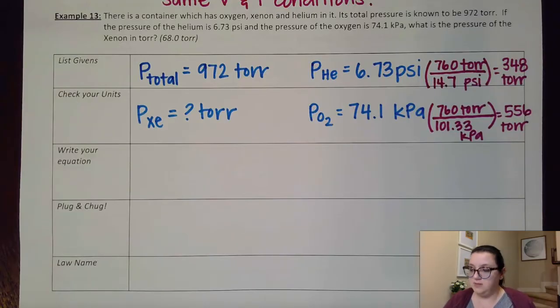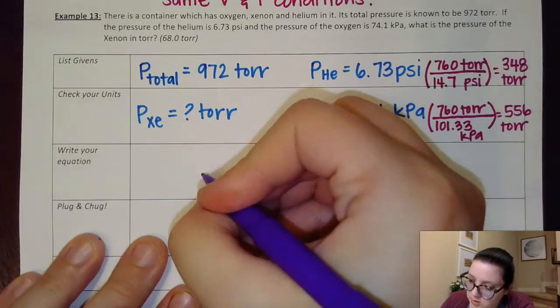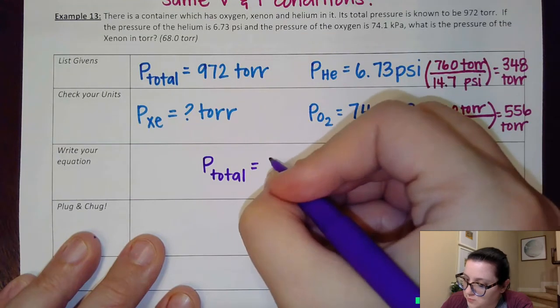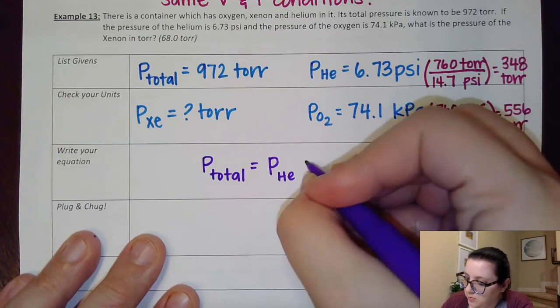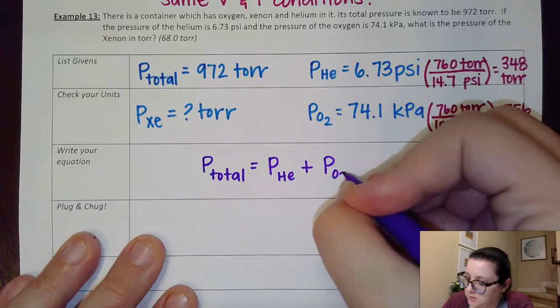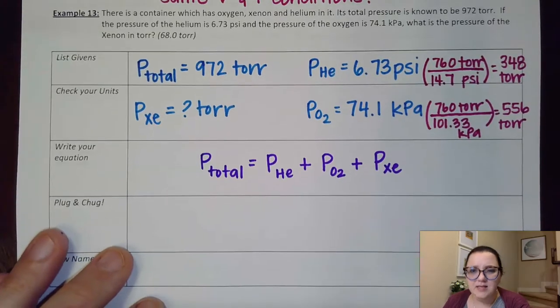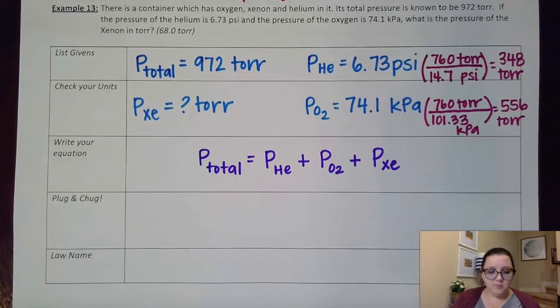All right, so I've checked my units. Everything is now in torr. We're good. When I'm writing my equation, something to keep in mind here, I noticed that I only had pressures, right? And so that is our key, that this would be a Dalton's law problem, is that only pressures are mentioned anywhere in here. So I know I'm going to use that the P total equals the pressure of the helium plus the pressure of the oxygen plus the pressure of the xenon. I'm going to go ahead and give those individual pressures the label that I'm going to be using here.